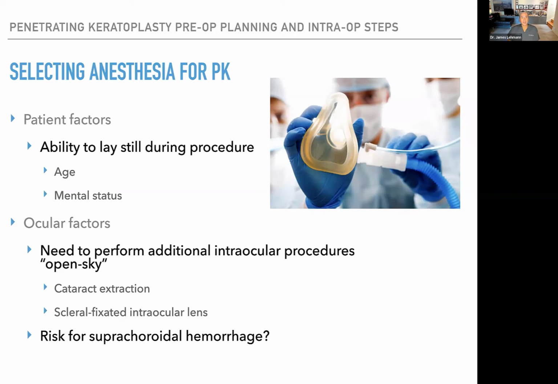So what you have to do when you're talking to the patient is assess the patient's ability to lay still during the procedure, their age, their mental status, and if you're going to have to do any additional intraocular procedures. The cases that I still do under general anesthesia would be if I have to suture in an artificial iris, for example, or any other kind of hardware where there's a risk of bleeding. Those I still do under general anesthesia. You also have to assess the risk for a suprachoroidal hemorrhage.